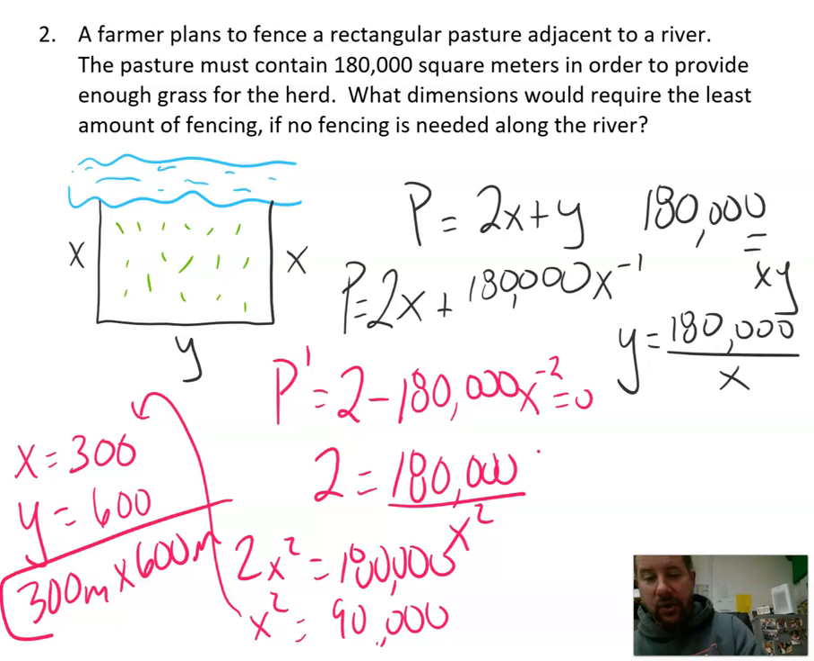And again, make sure your answer is not just x equals 300, y equals 600. That tells me nothing. Answer the question. The dimensions of the fence would be 300 meters by 600 meters. Answer the question just like that. All right, moving on. Next one.